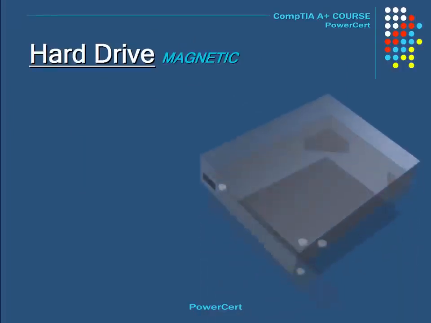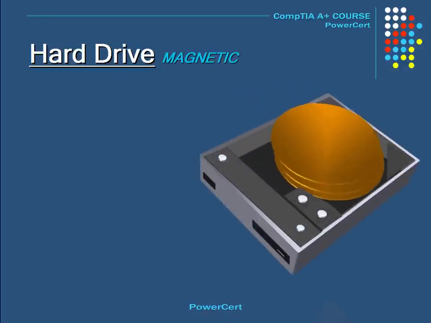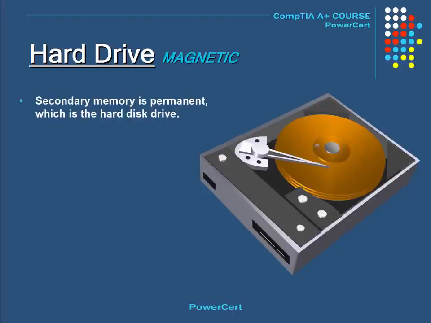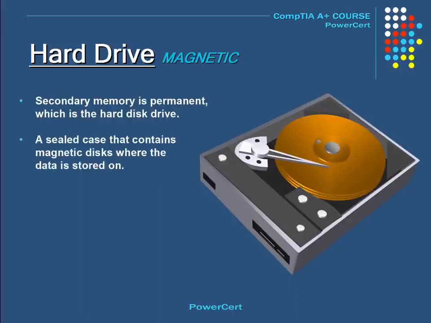A computer has basically two types of memory, primary memory and secondary memory. Now, primary memory is temporary, which we'll talk about later, but secondary memory is permanent, and this deals with the hard disk drive. The hard disk drive is a sealed case that contains magnetic disks, and these disks is where the actual data is stored. These disks rotate at high speeds, and as they do, the actuator arm will either write data to the disks or read data from the disks, depending upon what the user wants to do.